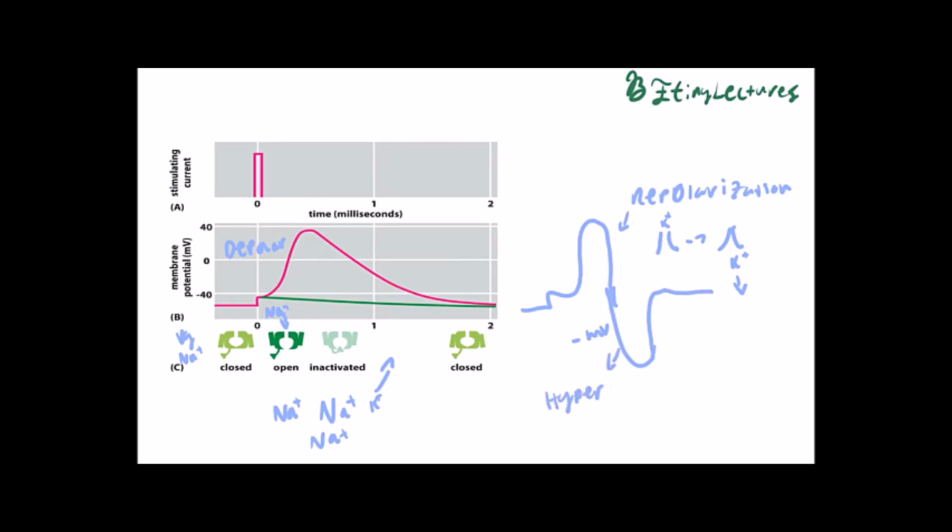So this is hyperpolarization. And I write really, really badly. So we have depolarization, repolarization, and hyperpolarization. So depolarization is a positive mV, this is going into a negative mV, and this is a really negative mV right there.